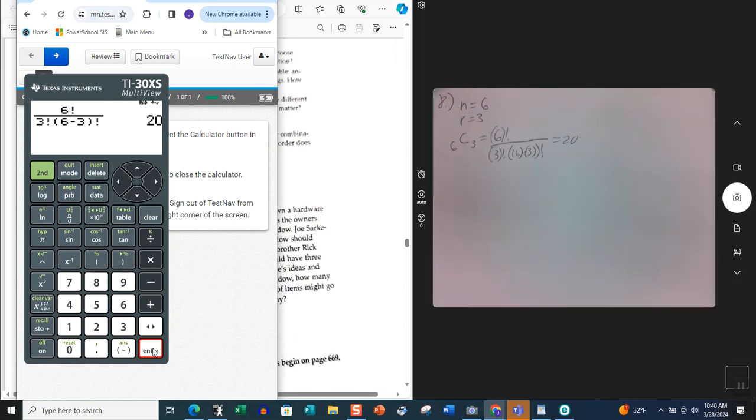And that concludes the first part of 8. And remember, this is the easier way of doing the first part of number 8 when you're doing the combinations.